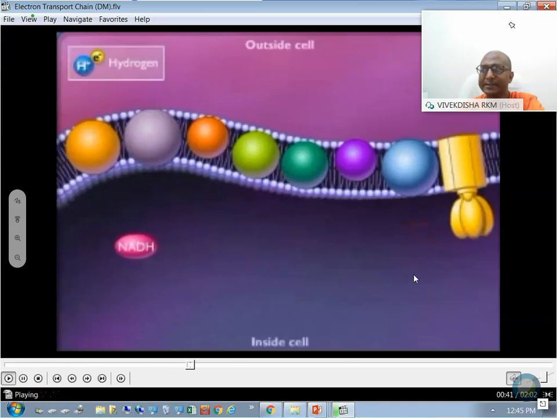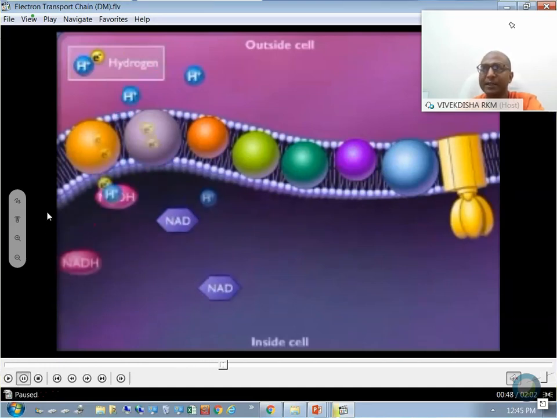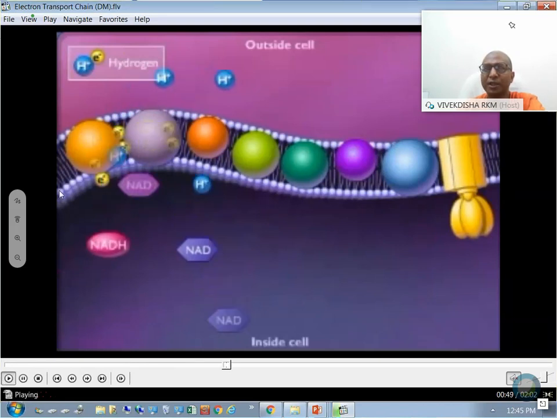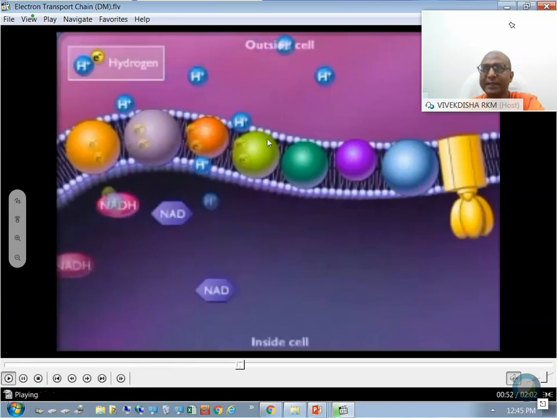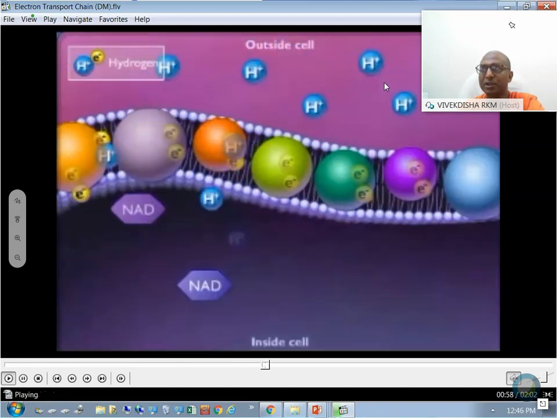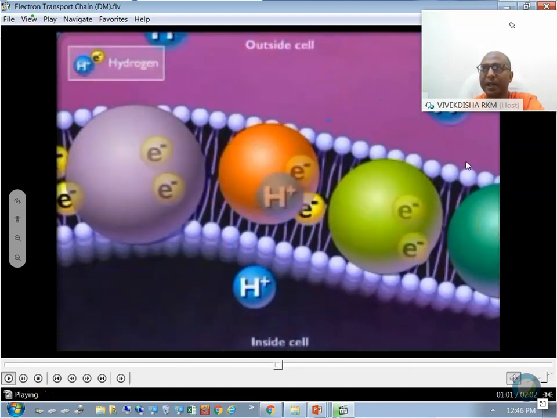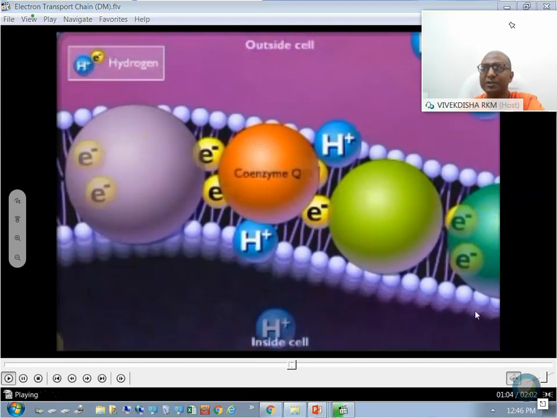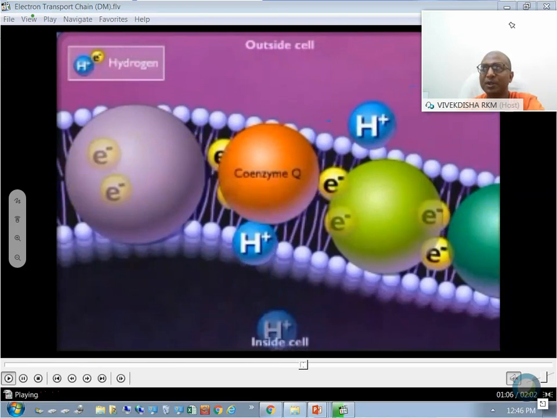Oxygen is inside here in the matrix. So NADH releases the hydrogen to the carriers. The electrons are transported with the carriers, and hydrogen ions are pumped outside the matrix, coming to the intermembranous space. Check this one. Electrons are transported through these carriers, and hydrogens or protons are pumped into the intermembranous space. Finally, these electrons reach one place known as the oxygen molecule.